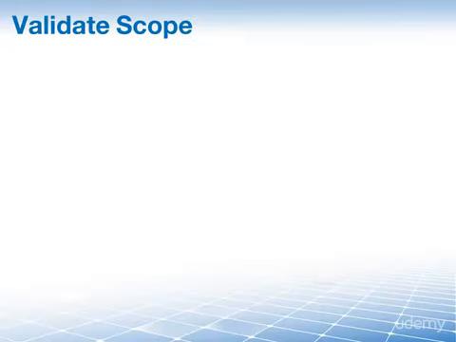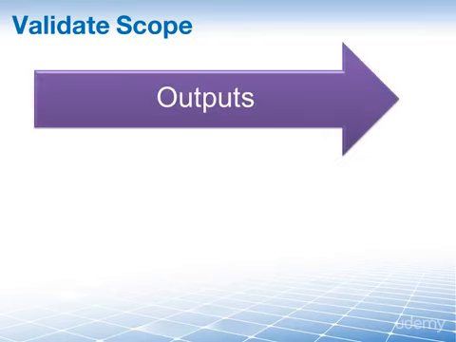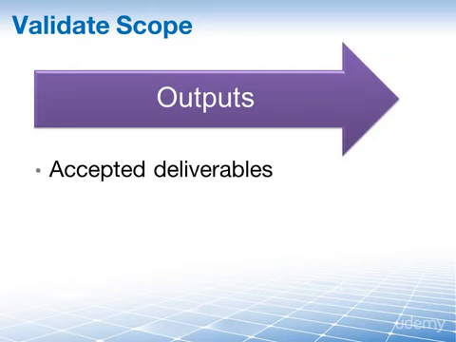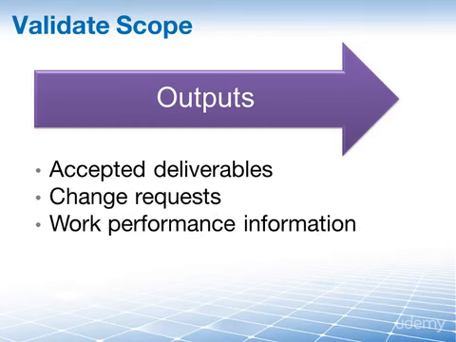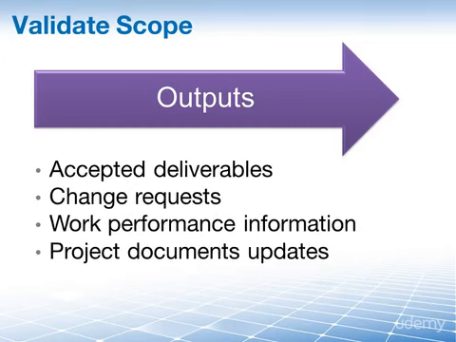And if you think about this process logically, well, there can only be two outcomes. The deliverables are either okay or they are not okay. There's nothing in between. So you might say, well, there should only be two outputs to this process, but the PMBOK guide manages to have four, and you'll see why in just a moment. So these four outputs are the accepted deliverables, change requests, work performance information, as well as project documents updates.